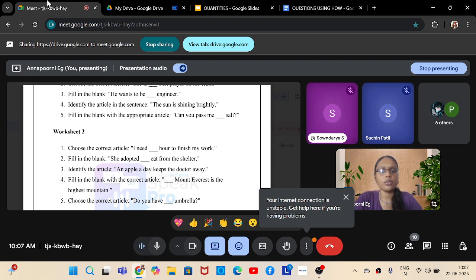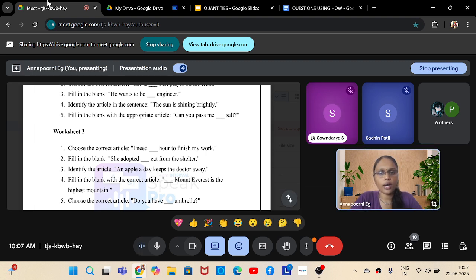Very good. So why are we using an hour? Actually, hour starts with H, but still why are we using an here? Can you give an answer, Soundarya? Ma'am, because the word begins with a vowel sound. Okay, that is, H is silent. So the next letter to H is O, which is a vowel, and hence the word begins with a vowel sound, and therefore we are using an as the article.